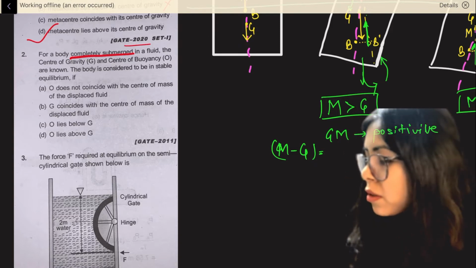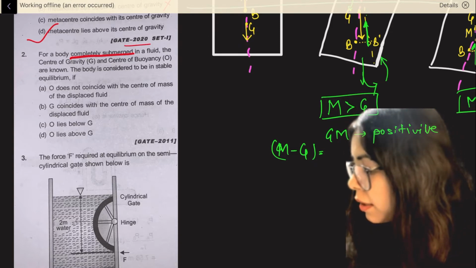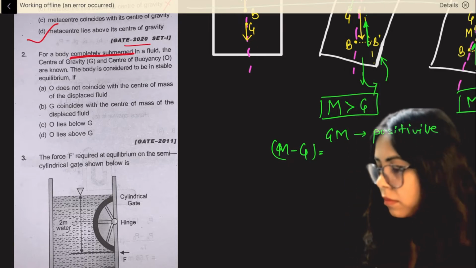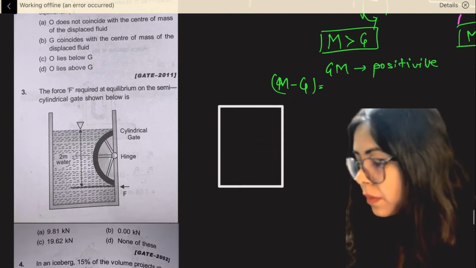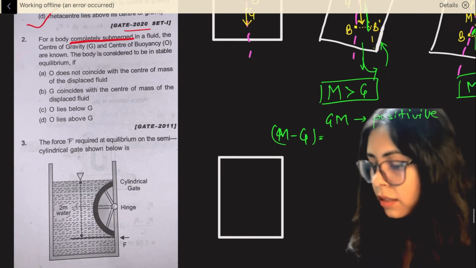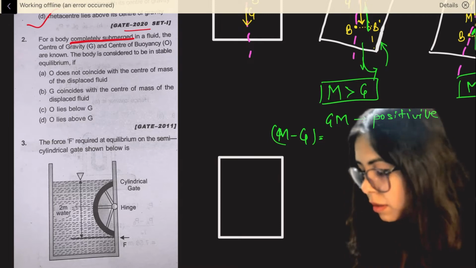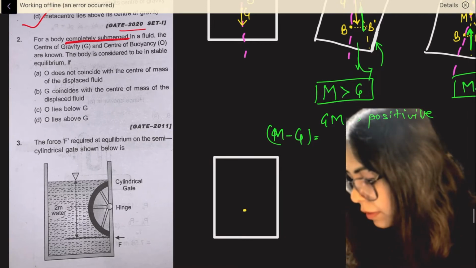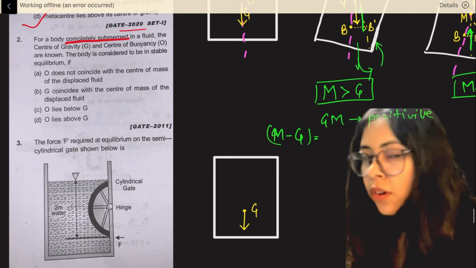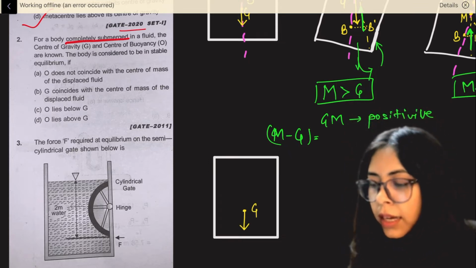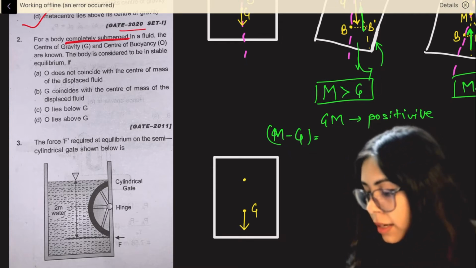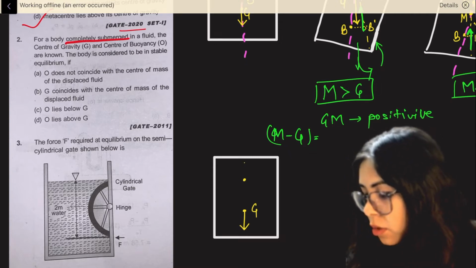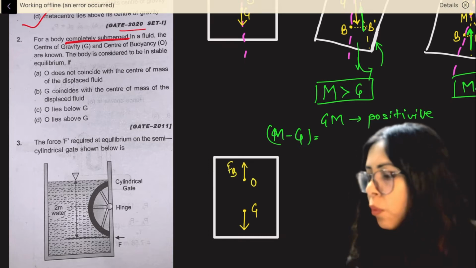So in a fully submerged body, let's say this particular one is the body. The center of gravity is G, and it always works downward. And the center of buoyancy, let's say O, is the force of the fluid that is supporting this body. So the buoyant force, let's say FB, is working at O.